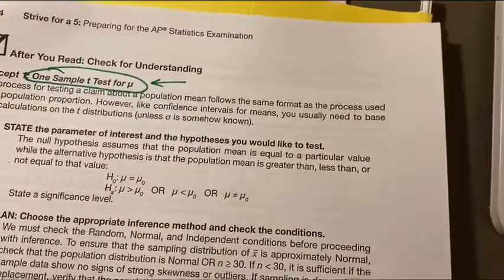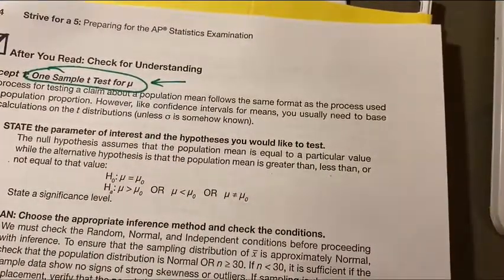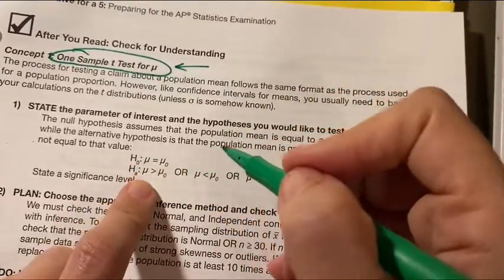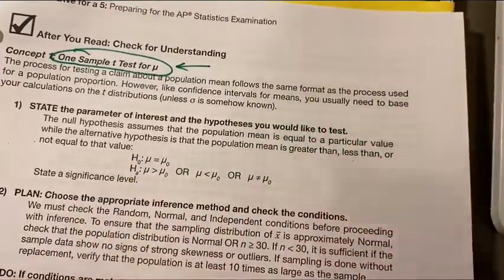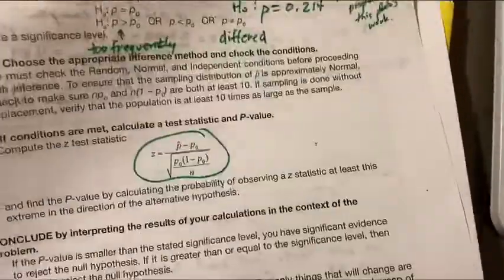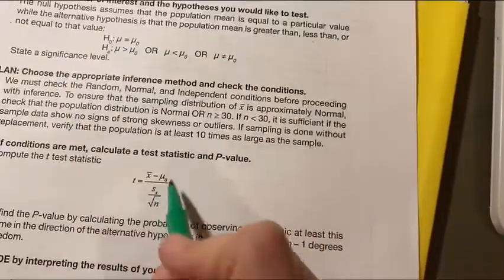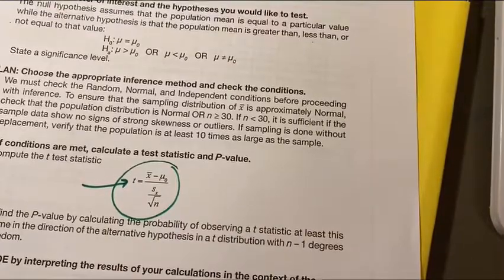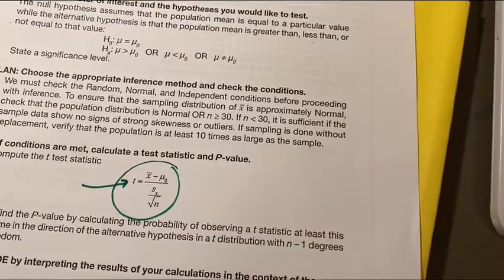Okay, so this is when we're going to have data. This is when we're not going to have p for my H sub o. I'm going to have mu. And my test statistic is not going to have little p hats and p's in it. My test statistic is going to have x bars and mu's in it. And it's not going to have a z, it's going to have a t. So that's kind of the difference between the two.